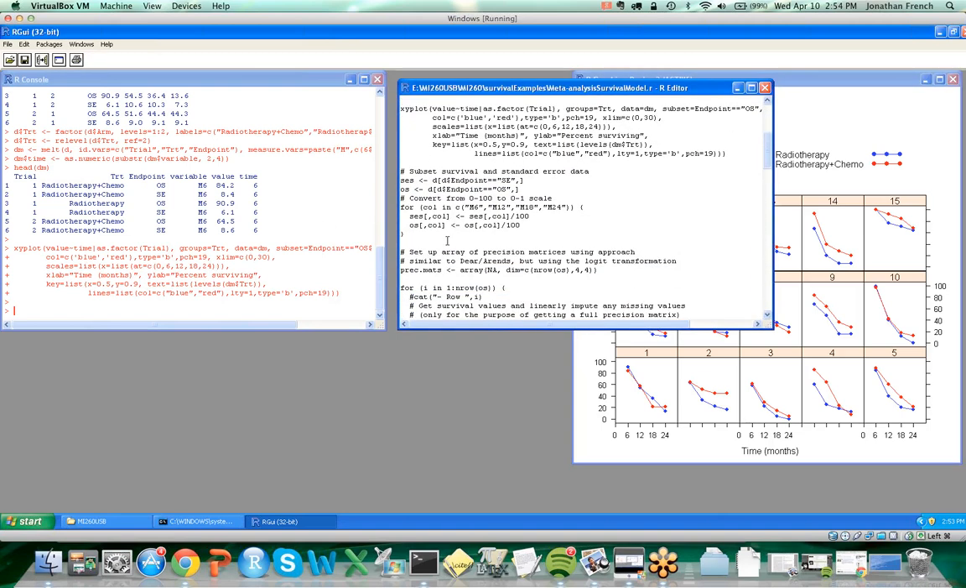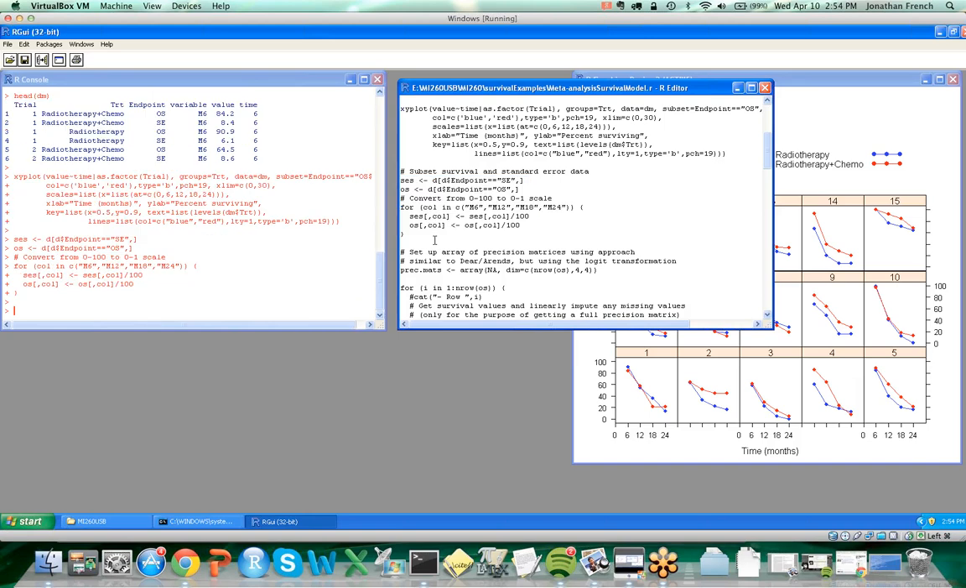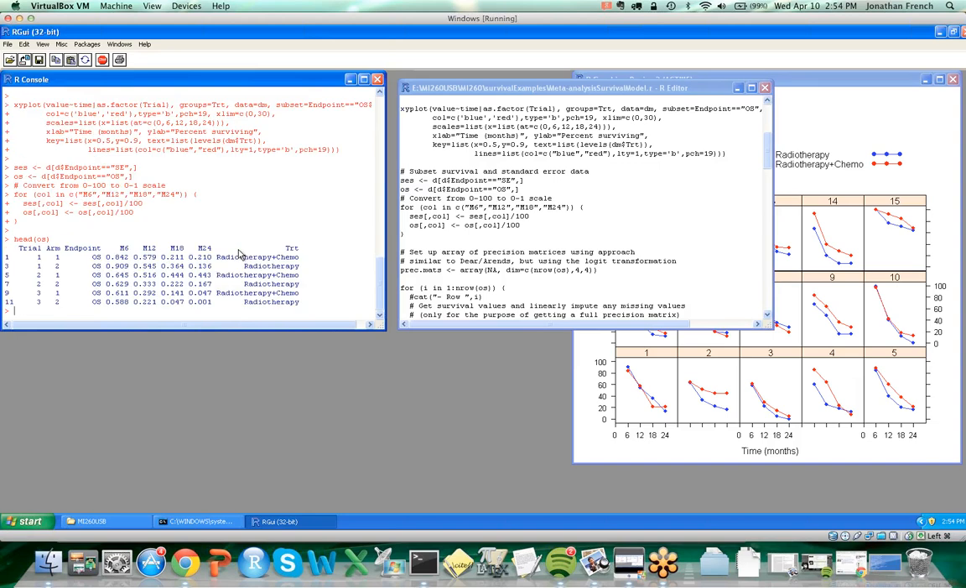In order to work with this particular data set, we want to extract the standard errors and the survival times apart from each other. And because they're in percentages, we want to convert them from a 0 to 100 scale to a 0 to 1 scale, a probability scale. To do that, we just divide those by 100. So now our data set OS looks just like the previous one, but now we've got these values on the 0 to 1 scale.